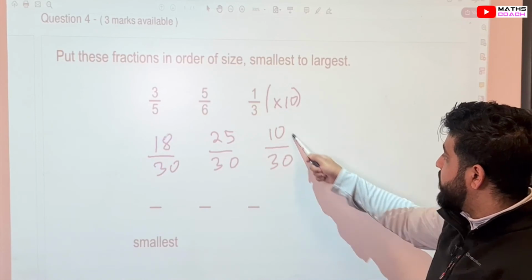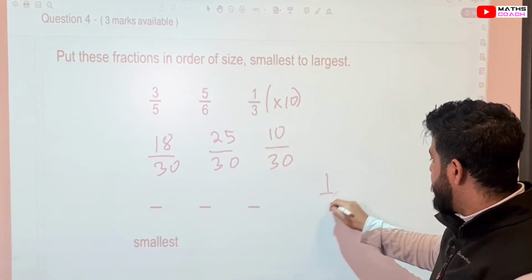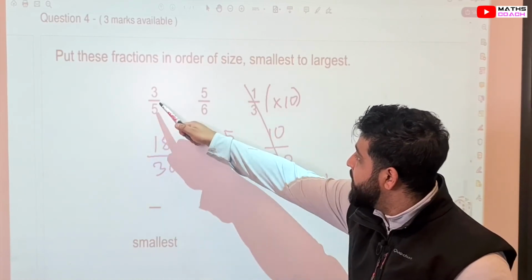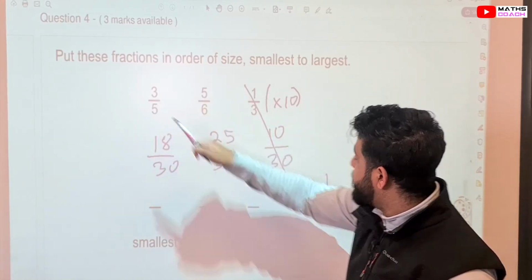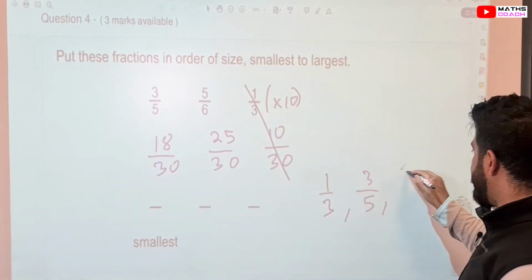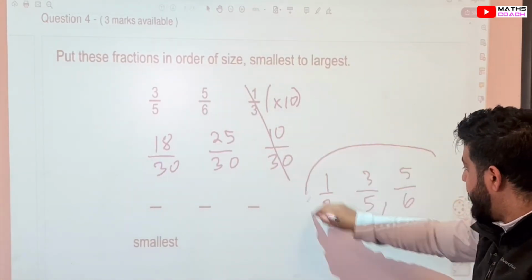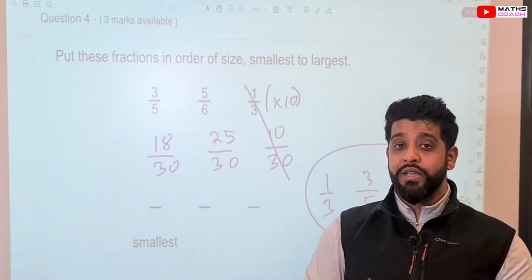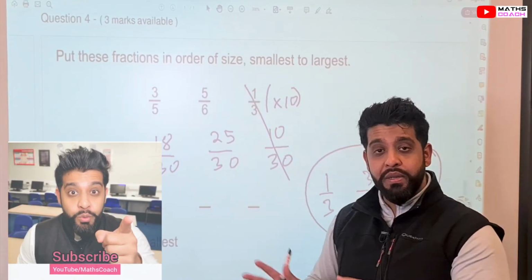This is our smallest one. So 1 over 3 is the smallest. That's done. Next smallest is 18. So therefore 18 over 30. So therefore 3 over 5 goes next. And the last one is 5 over 6. And there you have it. Hope you enjoyed this lesson on ordering fractions and you can now answer questions like this comfortably in an exam.